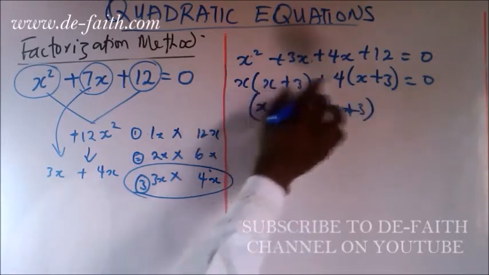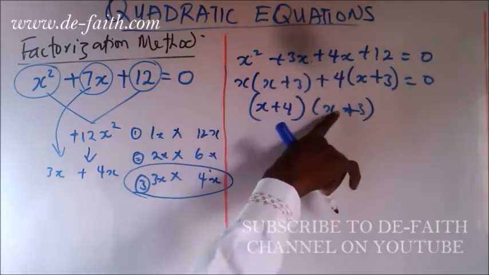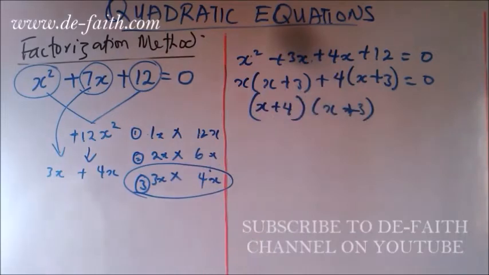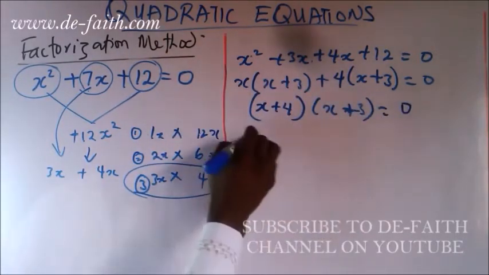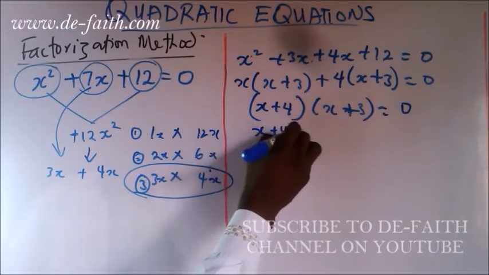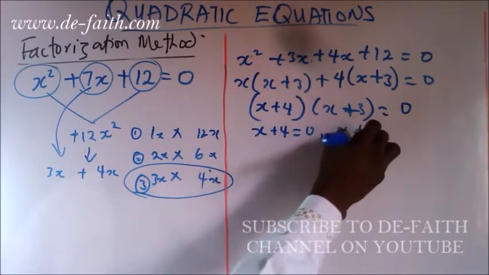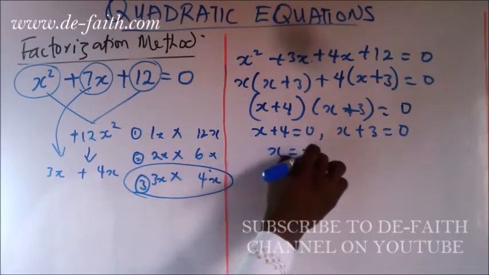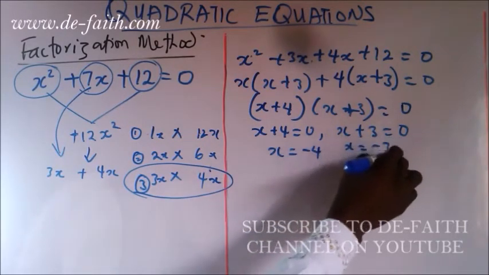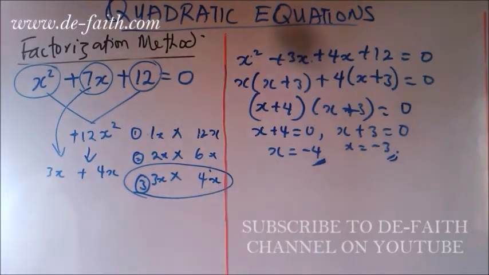Now we chose only one from this x plus 3 that we have here. And then we have x plus 4 over here equal to 0. And so x plus 4 equal to 0, and then x plus 3 equal to 0. So the values of x are x equal to minus 4 and x equal to minus 3. So these are our answers.